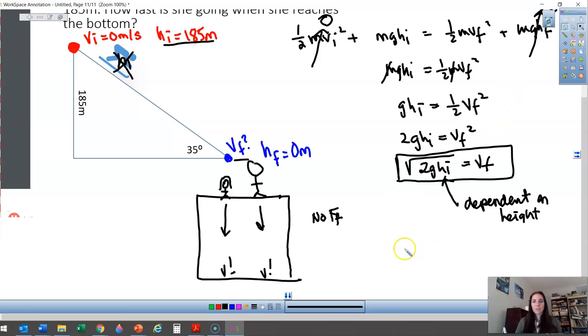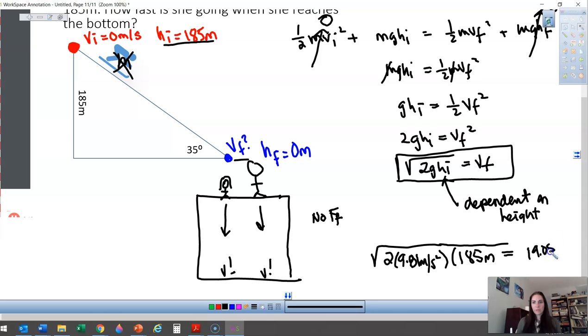So, I guess we should solve this question since it asks so nicely. So, it would be the square root of 2 times 9.81 times the height. So, this is way easier than doing that whole, like, f_xy, f_xx, and all that fun stuff that you had to do to solve this. It was pretty crazy. So I get 19.05 meters per second at the bottom, which is pretty fast.